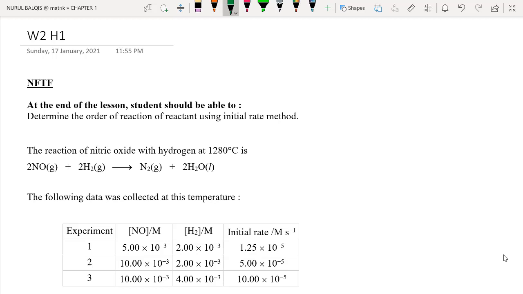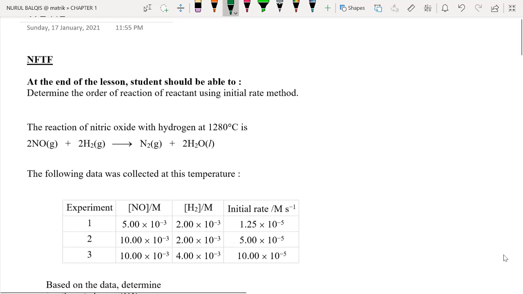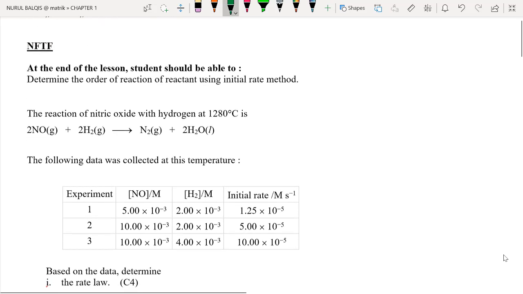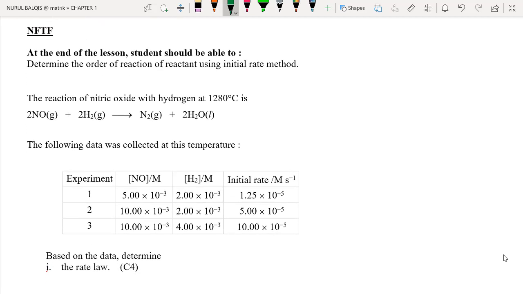In this video, we're going to cover the discussions for week 2, hour 1 tutorial for both NFTF and also FTF. Since we have done the initial rate method in the previous tutorial, which is week 1, hour 3, we're going to do this real quick. The learning objective is still the same as in the previous tutorial, where you need to find the order of reactions by using the initial rate method.